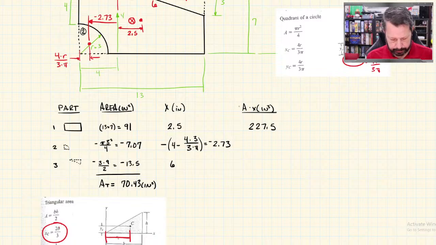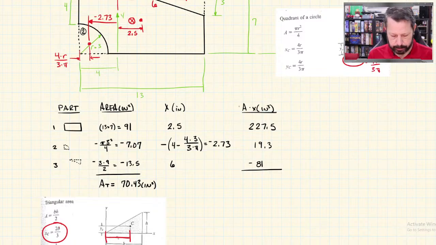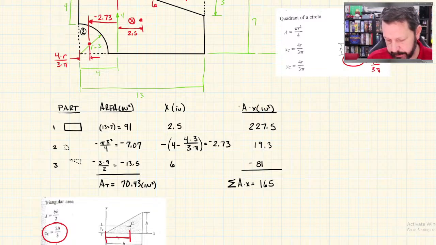Negative is our area, oh wait, hold on, clear. Negative 7.07 times negative 2.73 is a positive: a negative area times a negative distance. This is the quarter circle that is cut away and on the left side of my y-axis. So it ends up a positive A times x, 19.3. The triangle has a negative area, 13.5, but a positive x location times 6, so that gives me a negative 81. Now if I add all this together, 227.5 plus 19.3 minus 81, 165.8. So the summation of A times x is 165.8 inches cubed.